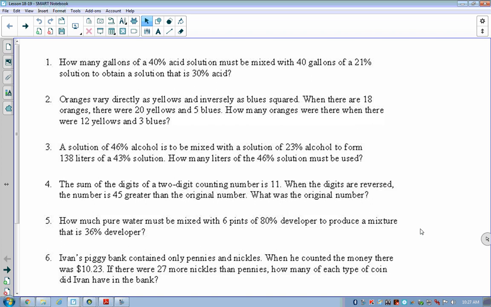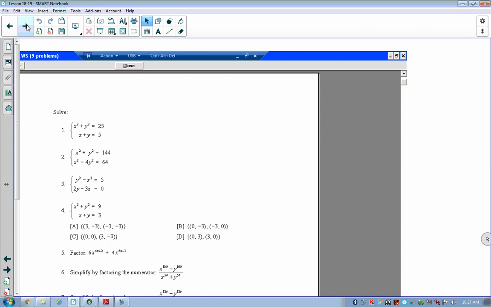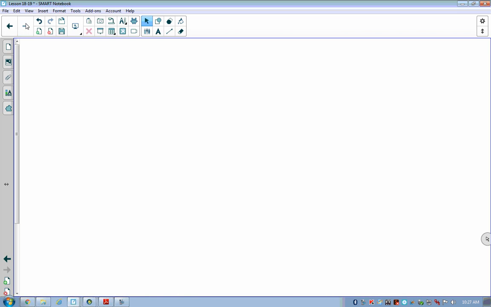Looking at this first question: how many gallons of a 40% acid solution have to be mixed with 40 gallons of a 21% solution to obtain a solution that's 30% acid? We want to look at this in terms of percent times amount. The first part tells me 40%, so 40% is written as 0.4, but I don't know how much, so I'm just going to put x there.